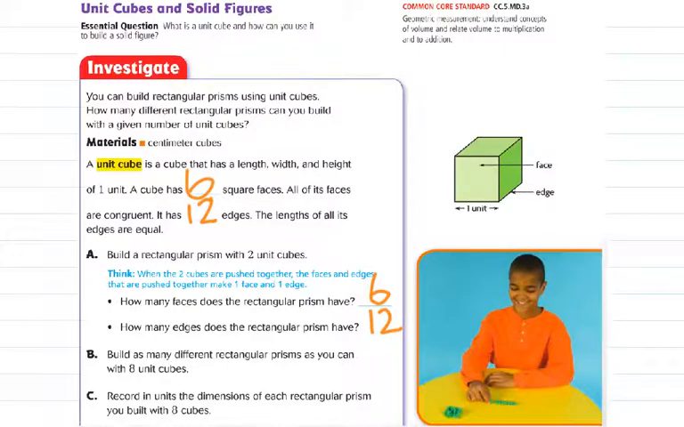B. It says build as many different rectangular prisms as you can with 8 unit cubes. So this is something that we're going to be working on together in class. And it says to record all of our information and dimensions in the rectangular prisms that we built with 8 cubes in the graphic organizer below. So we have 8 unit cubes.